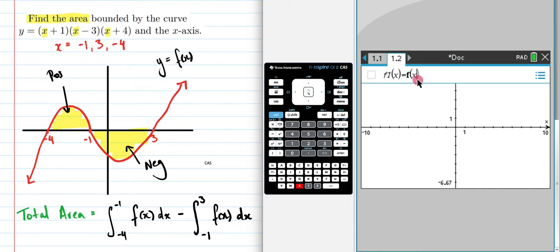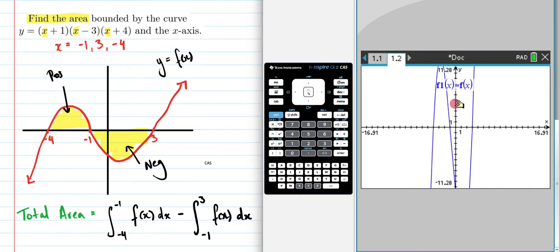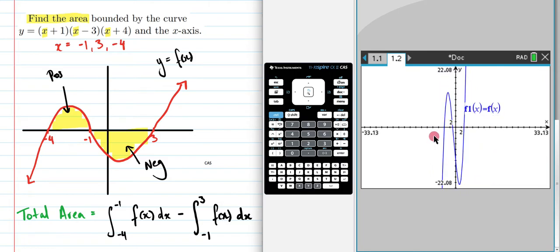So we've been given a nice one. So let's just look at it. There it is right there. So we can clearly see what it is. And we know what these points are because it is factorized. But imagine if we didn't. You should use your CAS to do this step.